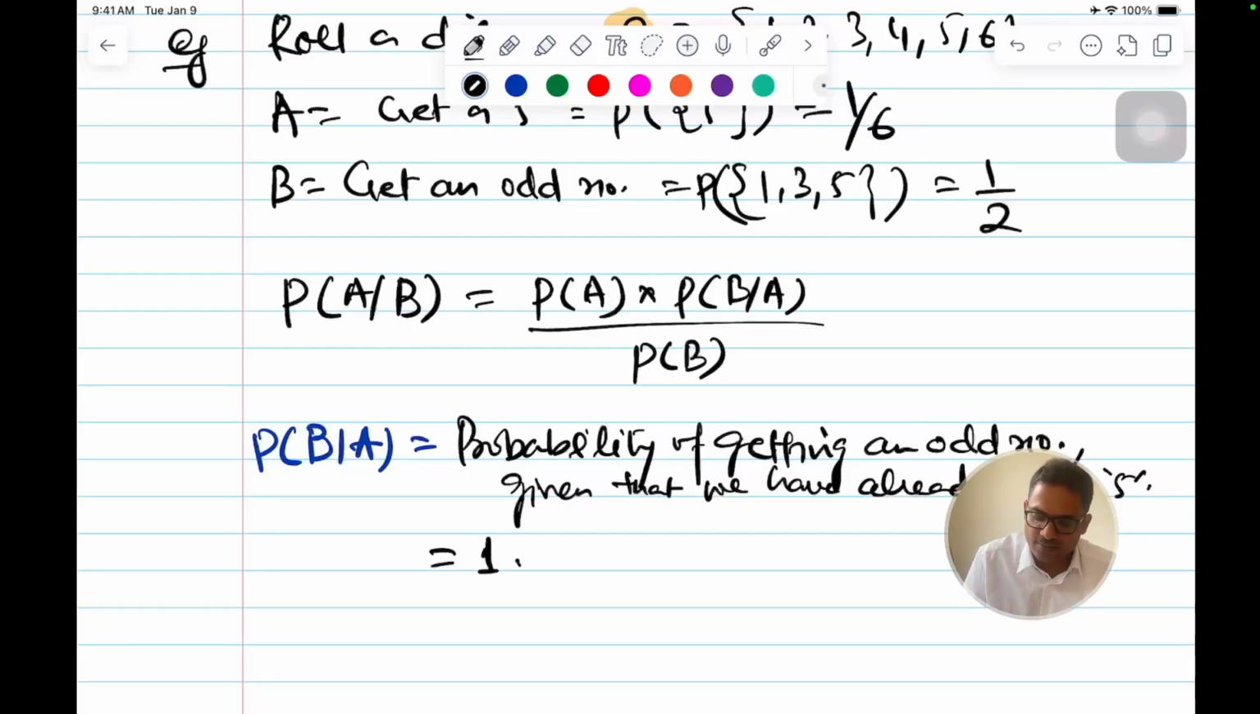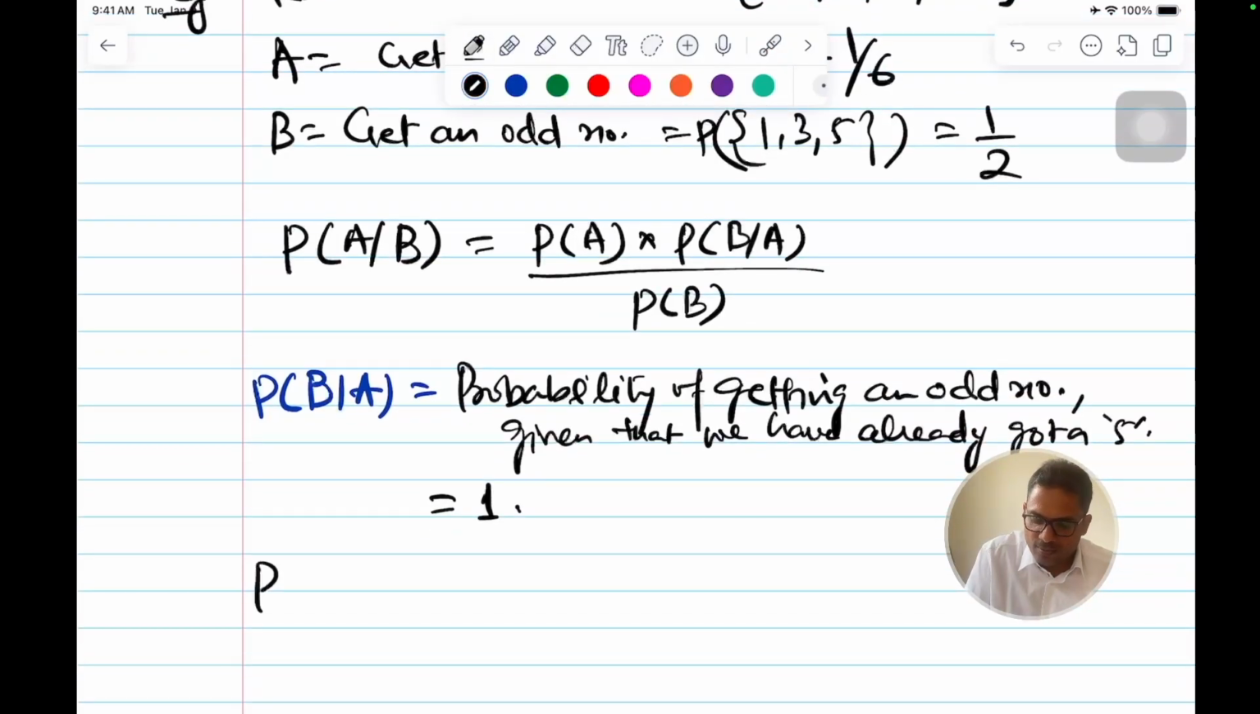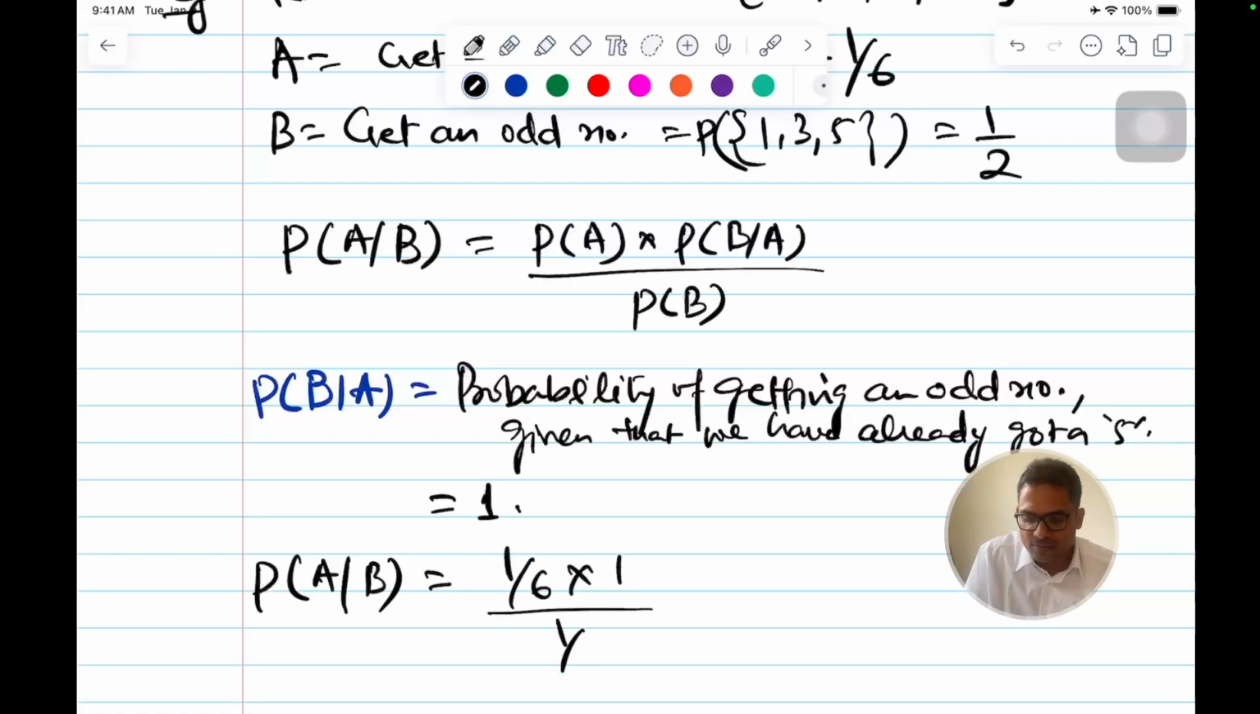If I plug this value into the formula, probability of A, getting a 5 given that I have got an odd number, is probability of A, which is 1 by 6, times 1, divided by half. It boils down to the same result, and this should be 1 by 3.